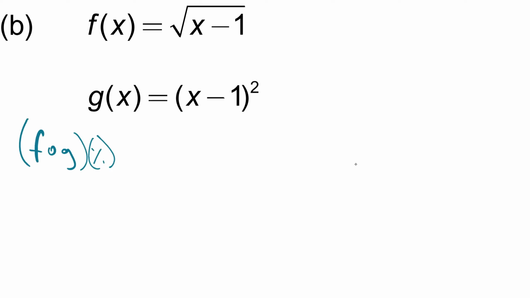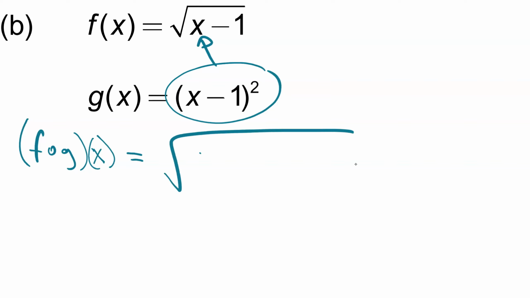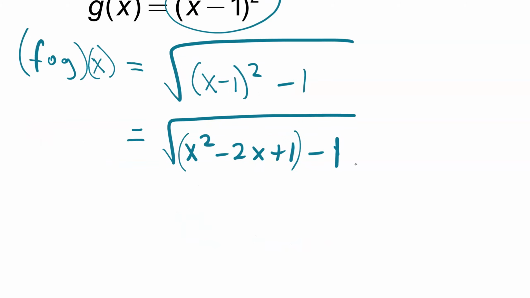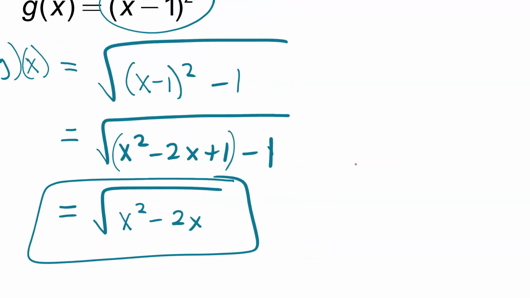So f of g. What we're going to be doing is plugging in all of this in for x. So this is going to be the square root of (x minus 1) squared minus 1. So I have to FOIL that out. (x minus 1) times (x minus 1) is x squared minus 2x plus 1, minus 1. Don't forget about that minus 1 that was already there. So this will just be the square root of x squared minus 2x. That's it. Can't simplify it anymore.